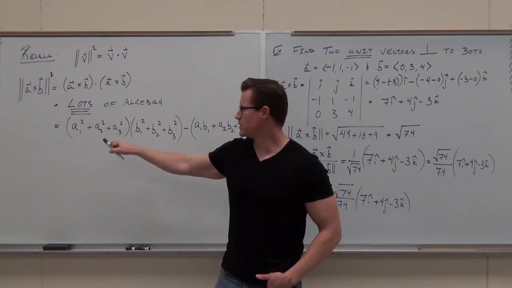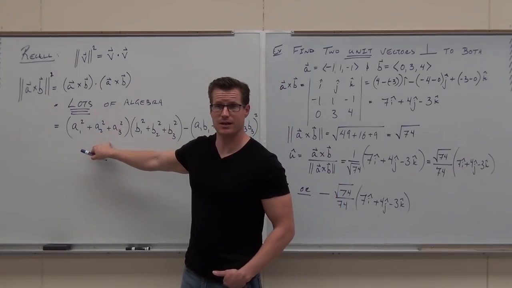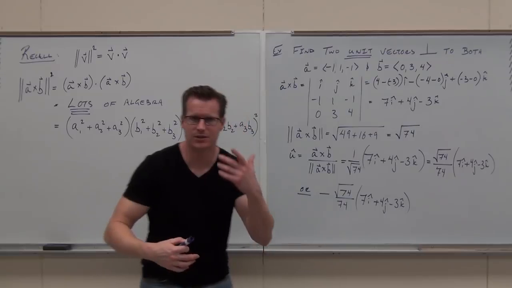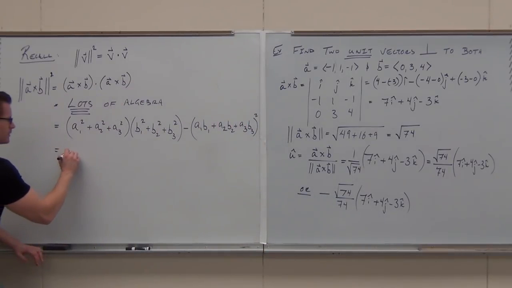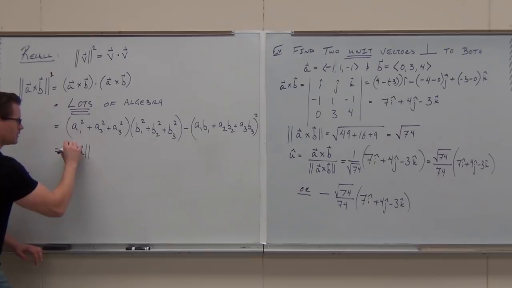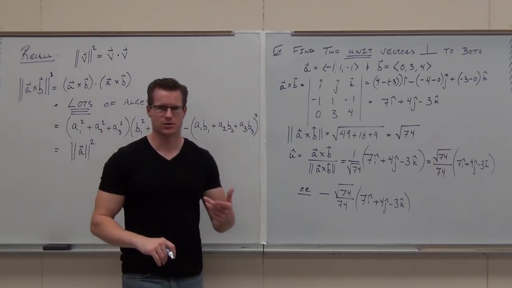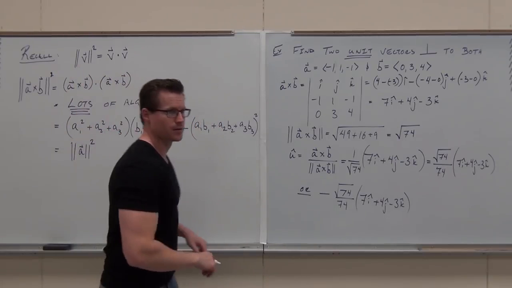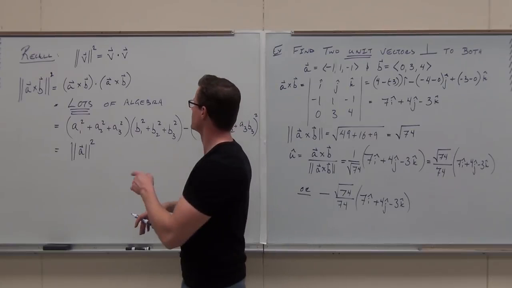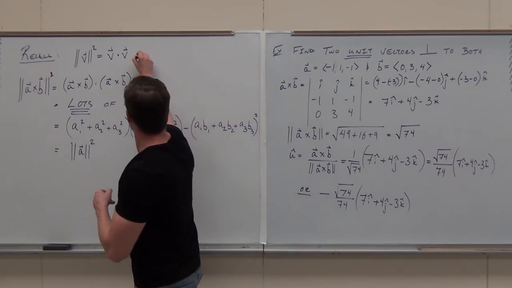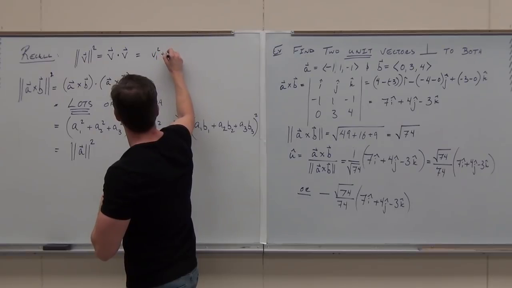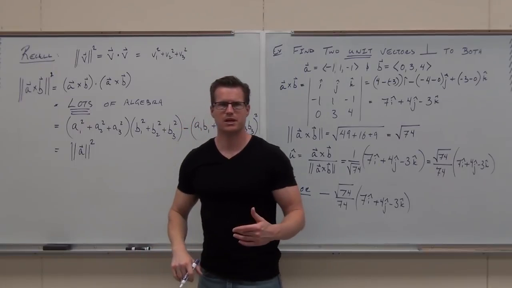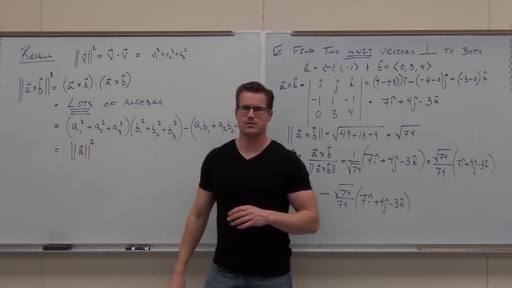In fact, what this should look like is the inside of a magnitude. Does it look like the inside of a magnitude? If it's the inside of a magnitude, that's the same thing as the magnitude squared. That's literally how we got that right there. That was one of those properties from a previous section, but that is the same thing as a magnitude squared.